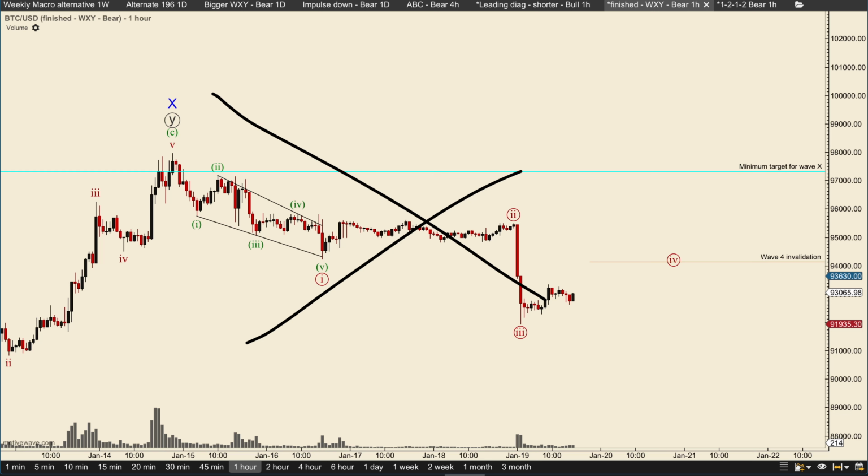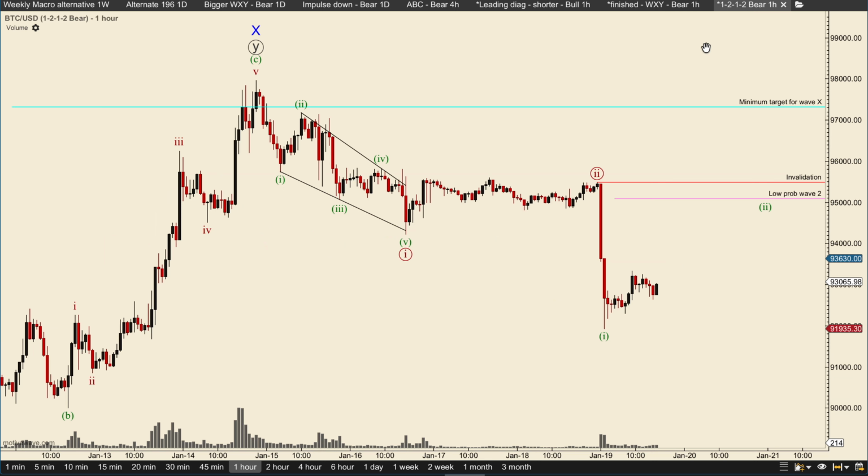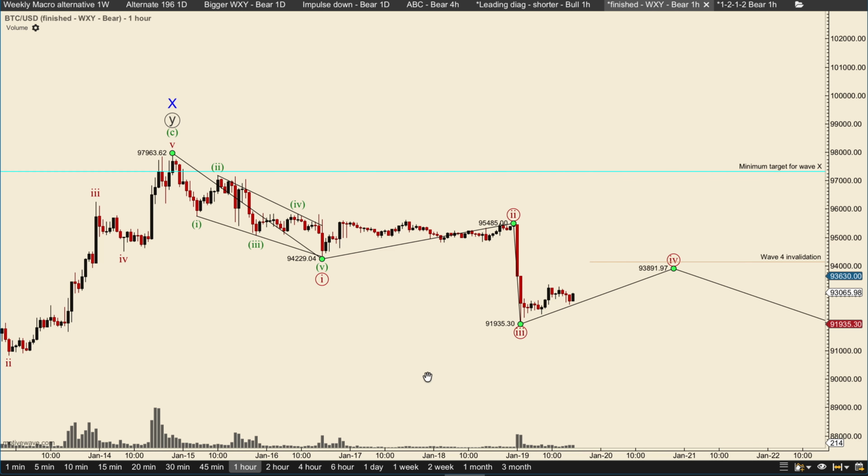So if we move up here and take out this before taking out this low, then this scenario is no longer relevant, and we need to move on to the other scenario, 1-2-1-2, which has a higher probability because of the length in this move. Because if we go back here and check the wave 3, you can see that it is below 100% compared to wave 1, which means that wave 3 is shorter than wave 1, and that's not what you want to see. It's not breaking any rules, but it's a guideline that wave 3 is the longest. That's the most common structure.